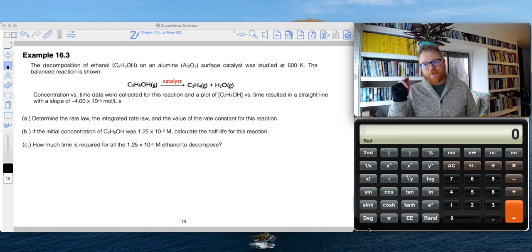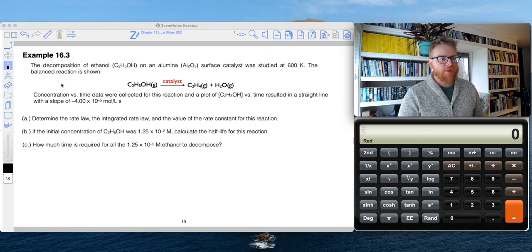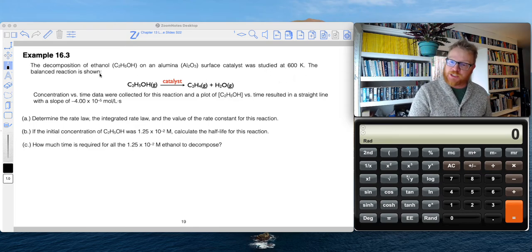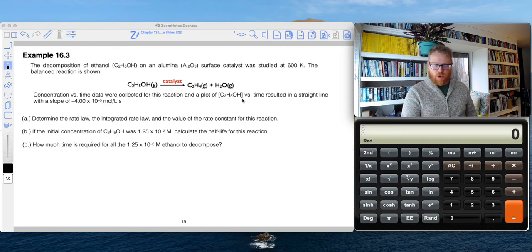Picking up right where we left off, let's get into some examples. Okay, so here we go. First one, the decomposition of ethanol on an alumina surface catalyst was studied at 600 Kelvin. Alumina is the common name for aluminum oxide. The balanced reaction is shown below. So here it is, decomposition of ethanol.